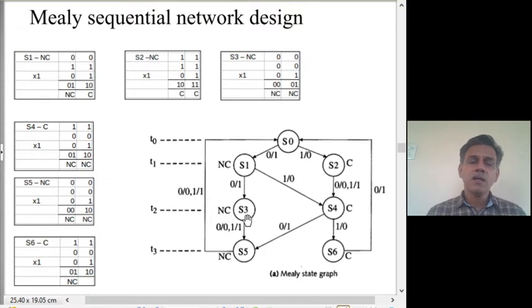Well, if you ask a question, why do we generate a new state? We essentially are remembering that there is no carry. That is what is also remembered by S1. But there is a difference between S1 and S3.